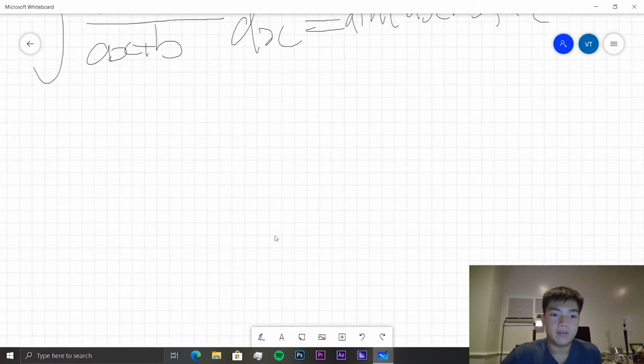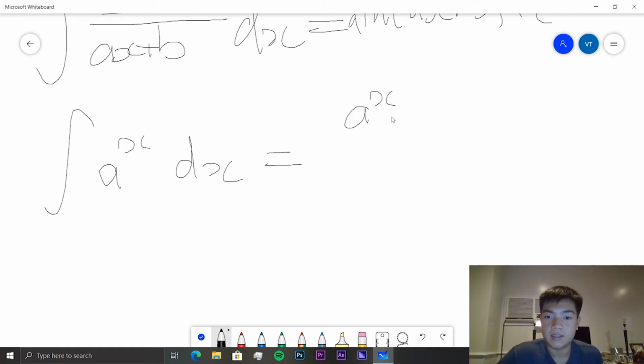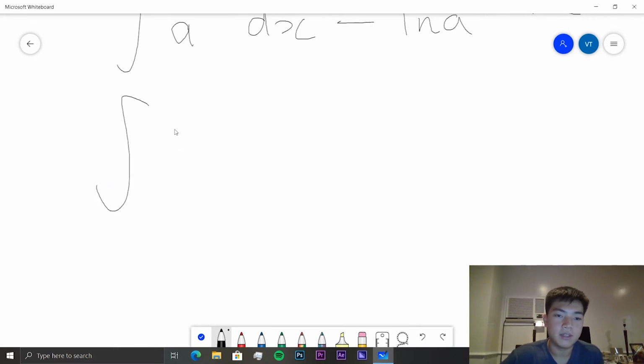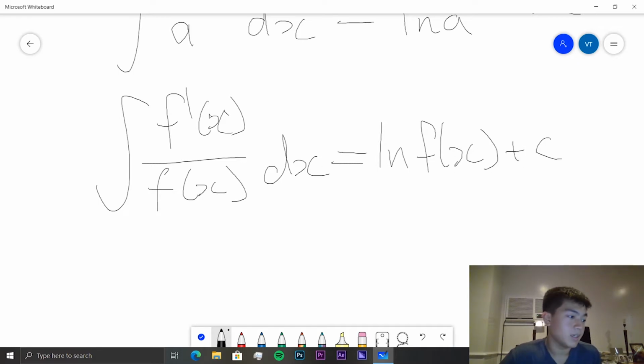And then we have, of course, a to the x dx is equal to a to the x over ln a plus c. And finally, this is a quite important one. If we have the integral of the derivative of a function over the function itself, then this is equal to the natural logarithm of the function plus c. So yeah, those are quite important.